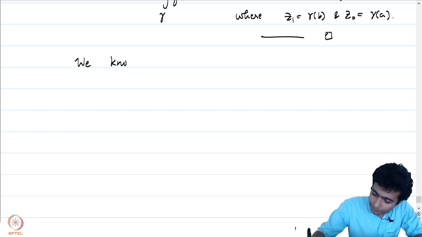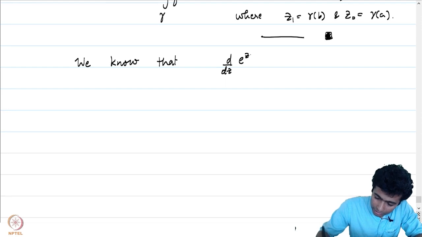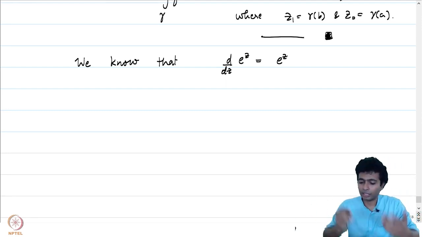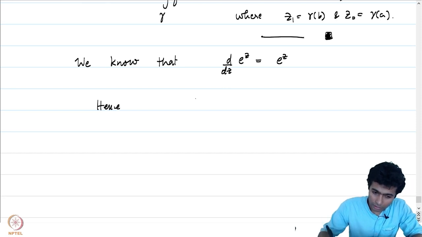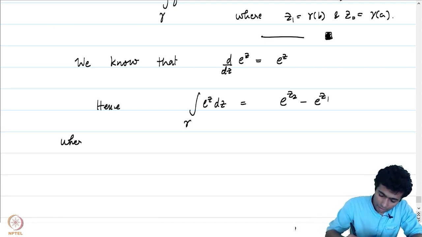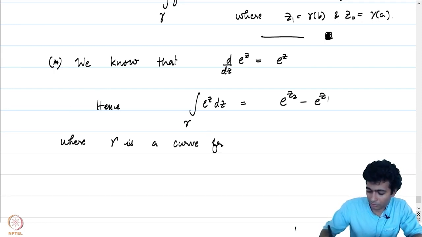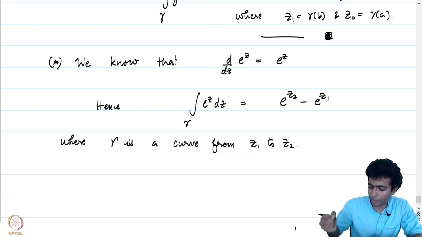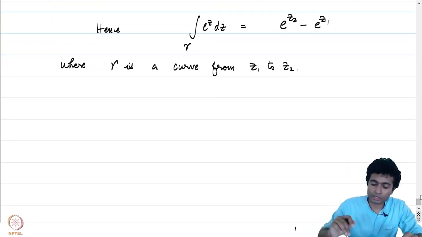We know that d/dz of e to the power z is equal to e to the power z. That means e to the power z is the antiderivative of e to the power z in the whole complex plane. Hence, the integral of e to the power z dz over any curve gamma is just going to be equal to e to the power z2 minus e to the power z1, where gamma is a curve from z1 to z2. I am being a little casual by saying that it is a curve from z1 to z2. It means that it is a rectifiable curve with initial point z1 and terminal point z2.